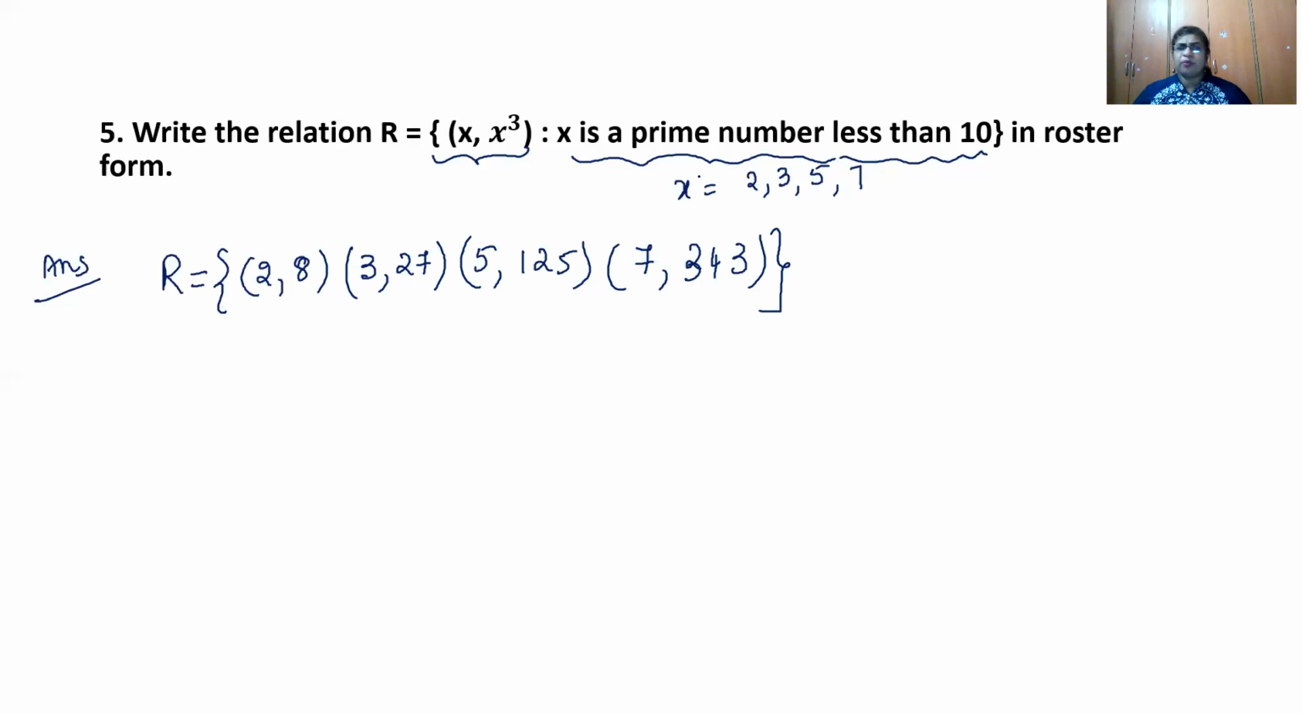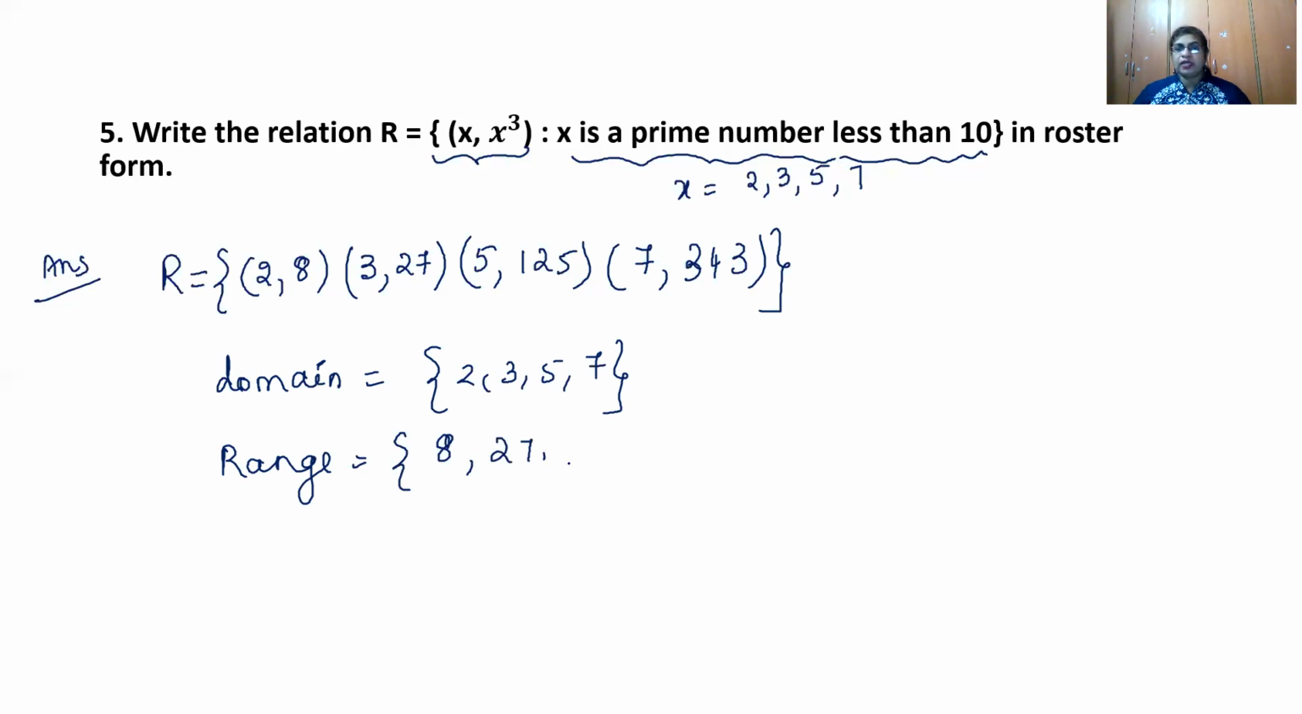Now suppose the domain was asked. Let us write the domain and range. So what is the domain here? Domain is 2, 3, 5, 7, the set of all first elements of R. What is the range? Range is nothing but the set of all second elements of R: 8, 27, 125, and 343. Hope this idea is clear.